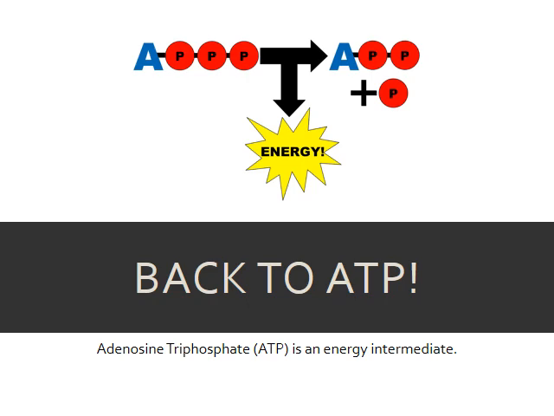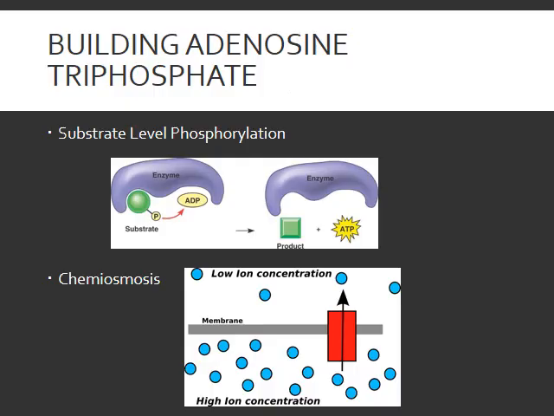So ATP can be hydrolyzed. You're going to remove a phosphate, releasing energy. That's a catabolic reaction. Or it can store energy by being built. It can store energy as an endergonic reaction, a condensation reaction, to go from adenosine diphosphate to adenosine triphosphate. There are two broad mechanisms for building adenosine triphosphate: substrate level phosphorylation and chemiosmosis.